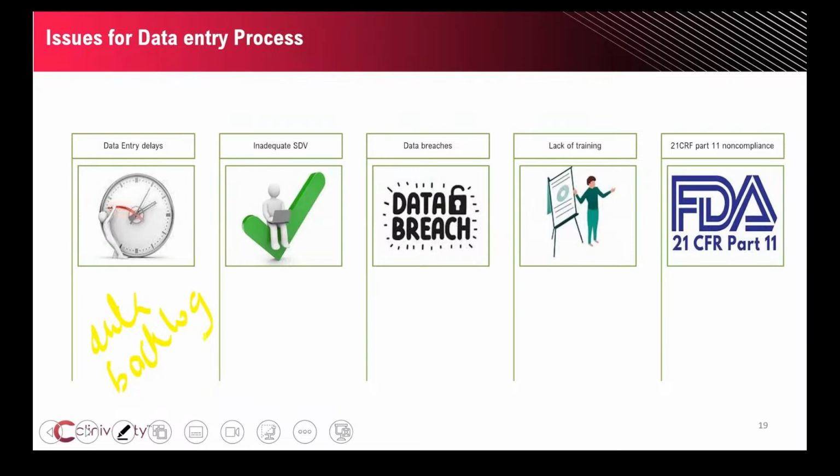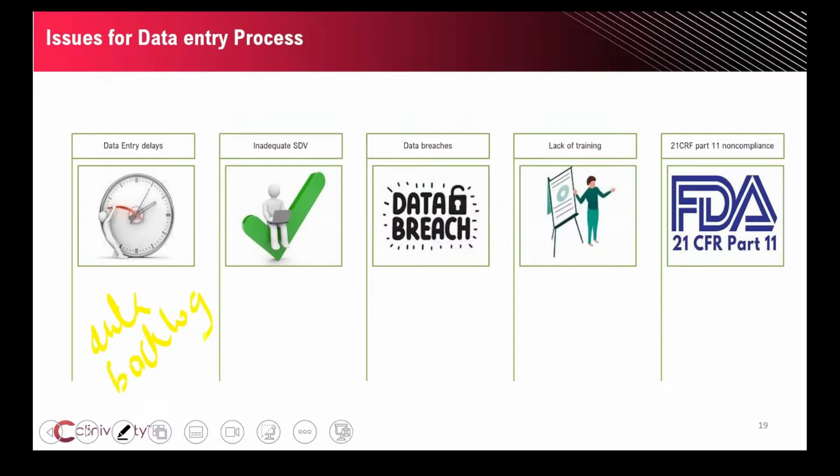It could even result in potential inaccuracies, especially if it's time-sensitive data which is involved. So if it's complex oncology trials where immediate actions are to be taken basis the data that has already been collected, if there is a delay in the data entry, then these things cannot be done timely. Decisions cannot be taken because the data is unavailable.